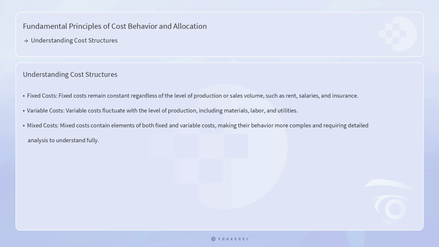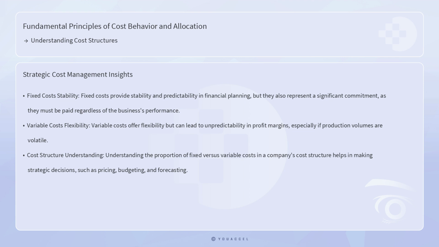Mixed costs contain elements of both fixed and variable costs, making their behavior more complex and requiring detailed analysis to understand fully. The differentiation between these cost categories is fundamental to strategic cost management. Fixed costs, for instance, provide stability and predictability in financial planning. However, they also represent a significant commitment, as they must be paid regardless of the business's performance.